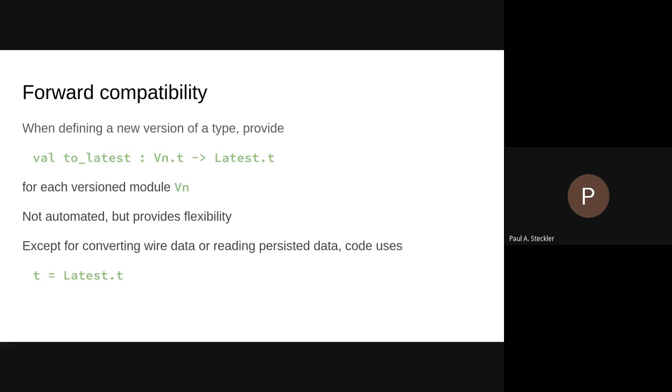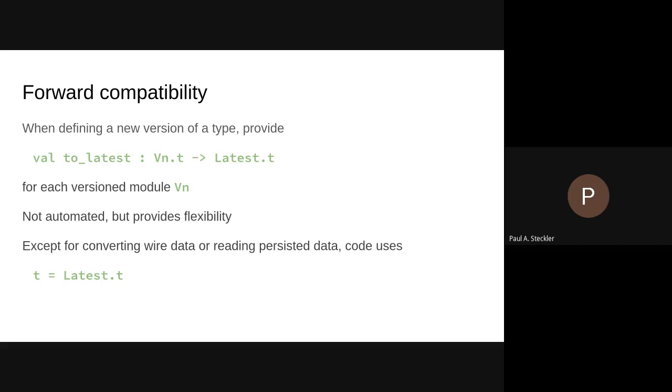Okay, as we saw, when we declare a version type, we need a function toLatest, which converts from a version type, say Vn.t, to the latest, and we need to do that for each version module Vn. There's some other mechanism for versioning that does some kind of automation between versions, but here we have to actually write out what toLatest is. But of course, the trade-off is that we get complete flexibility.